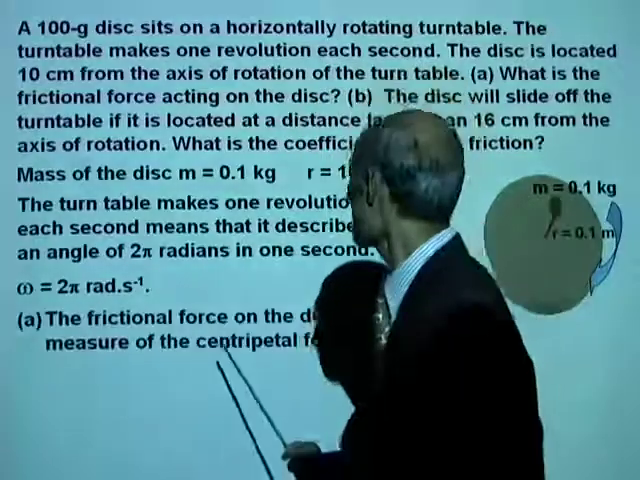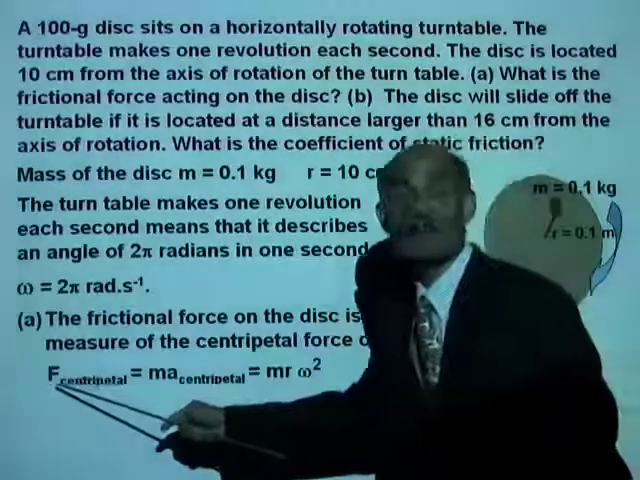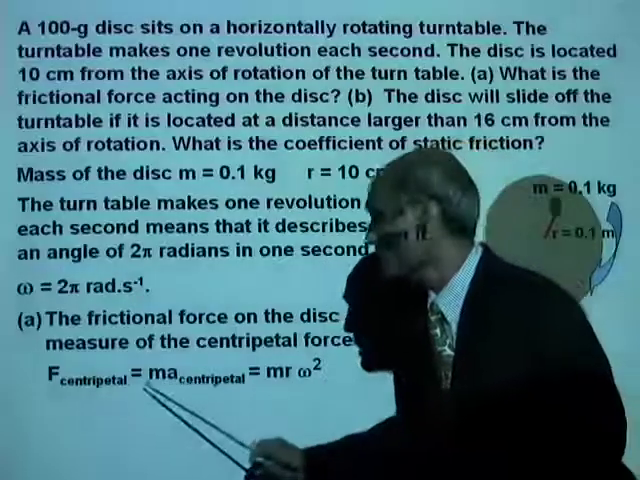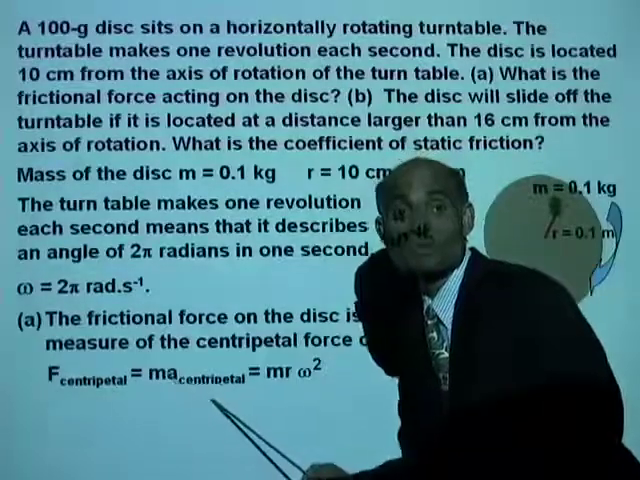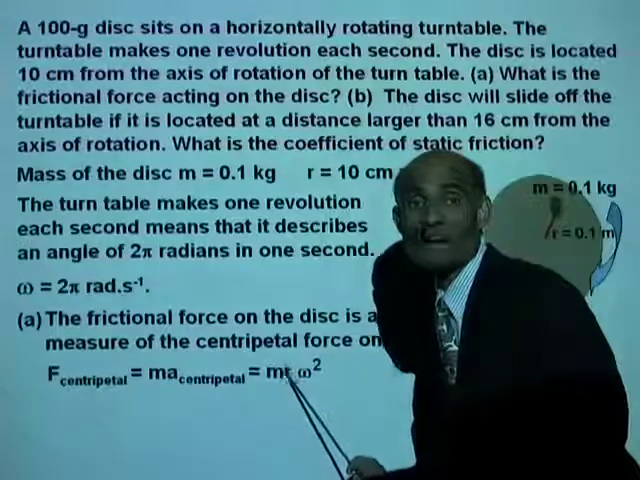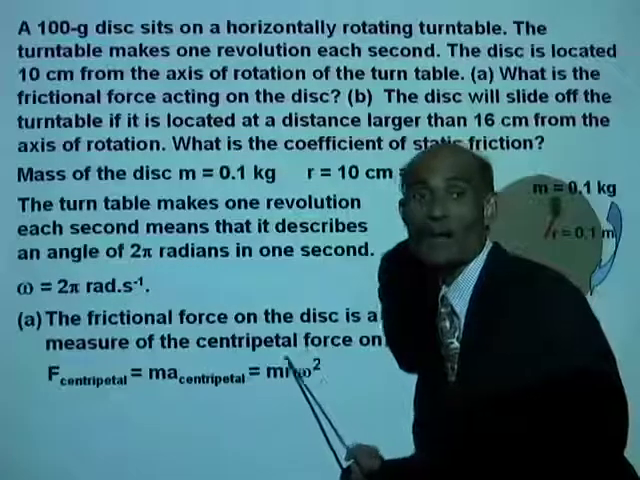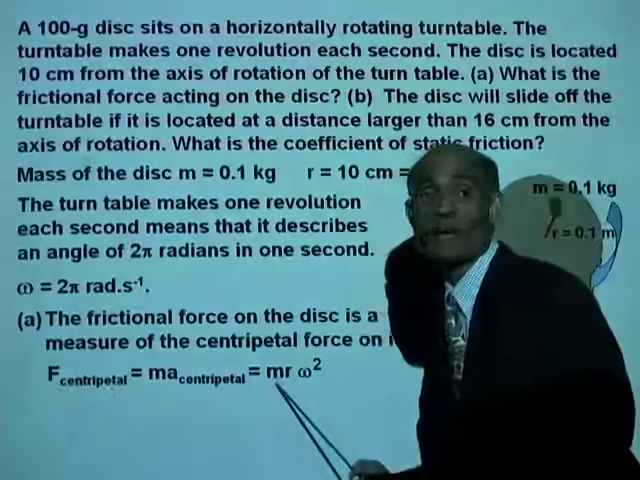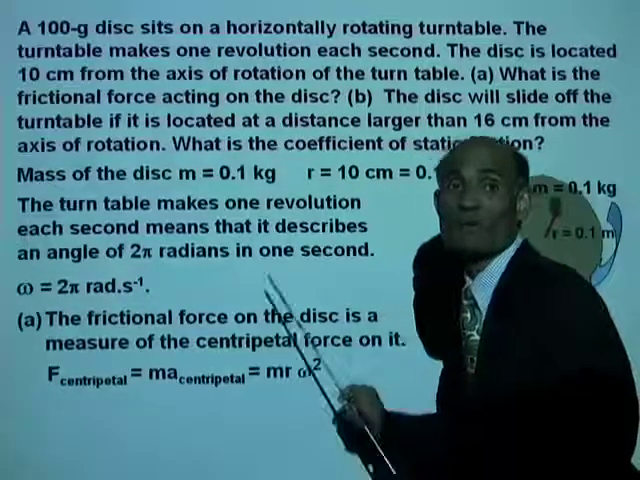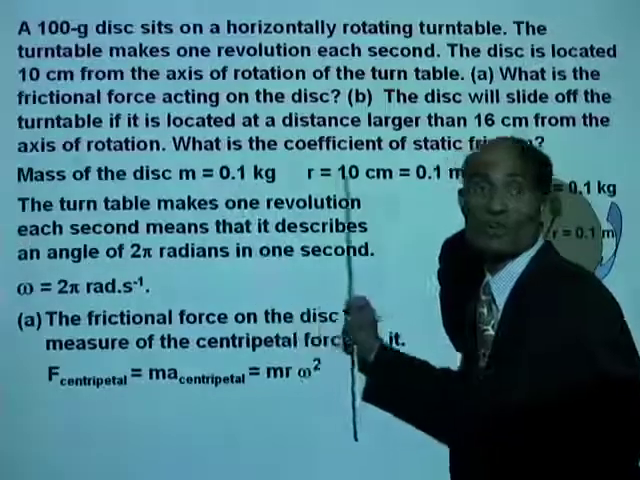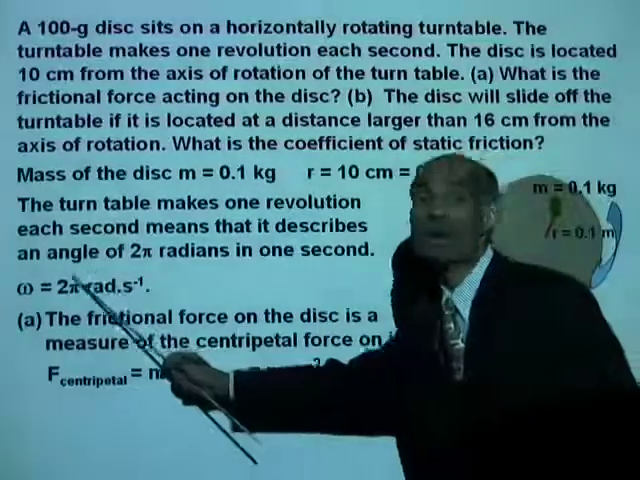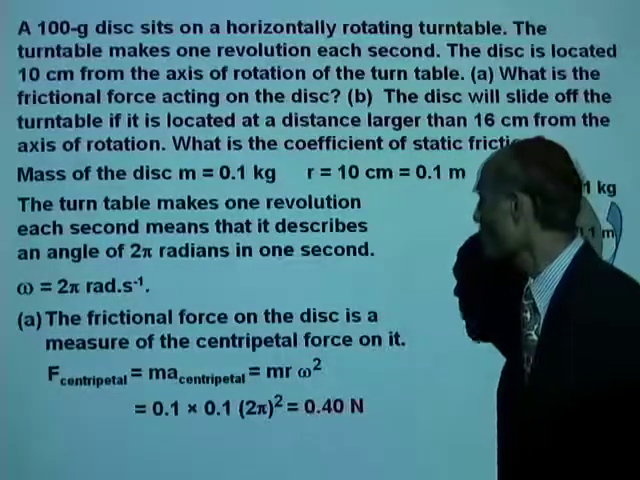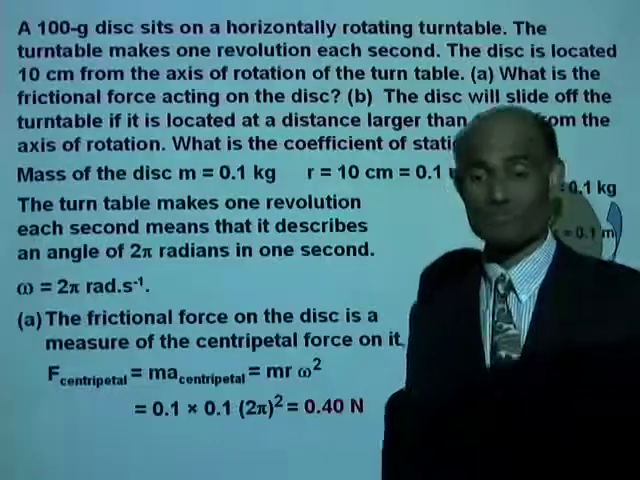The centripetal force, therefore, is F centripetal equals m r omega squared, mass times centripetal acceleration. We have shown that the centripetal acceleration is r omega squared. Therefore, the centripetal force is m r omega squared. We know the mass, we know the radius, we know omega. Therefore, the centripetal force is 0.4 Newton.